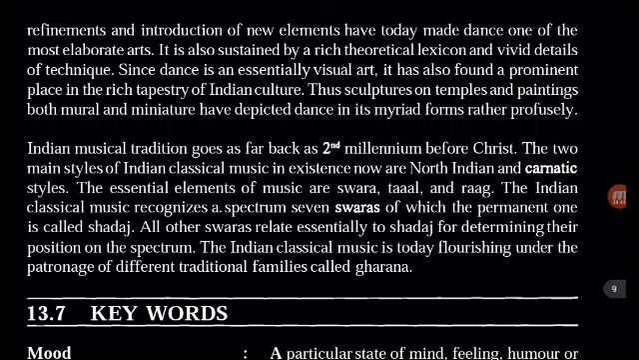Indian musical tradition goes as far back as the second millennium before Christ. The two main styles of Indian classical music in existence now are North Indian and Carnatic styles. The essential elements of music are swara, tal, and rag. The Indian classical music recognizes a spectrum of seven swaras, of which the permanent one is called shahdaj. All other swaras relate essentially to shahdaj for determining their position on the spectrum. The Indian classical music is today flourishing under the patronage of different traditional families called gharanas.